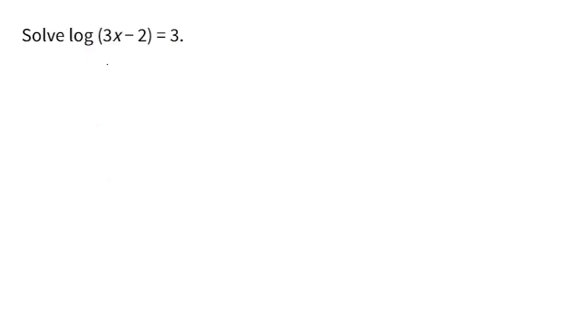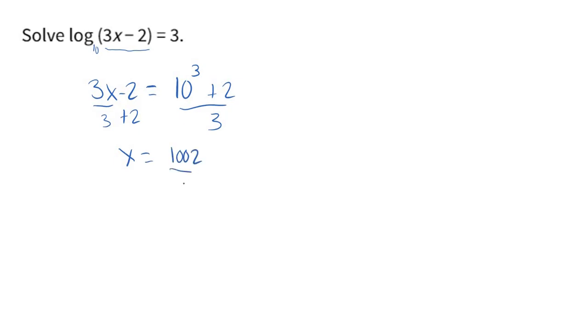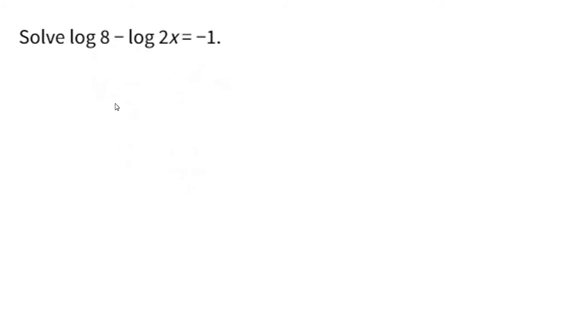Very similar. Now we've got a little bit more inside our log, but no worries. So 10 here, again, base 10, you don't see it, but it's a common log. So 3x minus 2 equals 10 to the third power. Now that's 1,000. So let's add 2 to both sides. And then we're going to divide 3. And so x is going to equal 1002 divided by 3. And if they wanted so many decimals or whatever, we could give them to them, right? Not too bad. Okay, one more here.